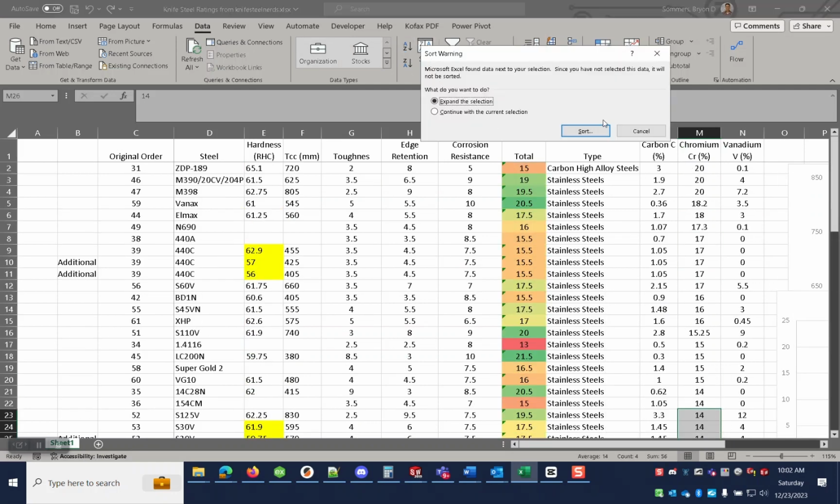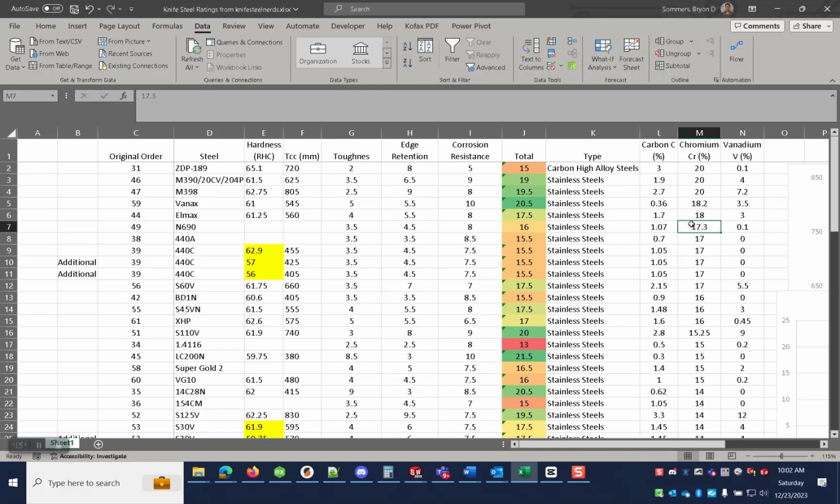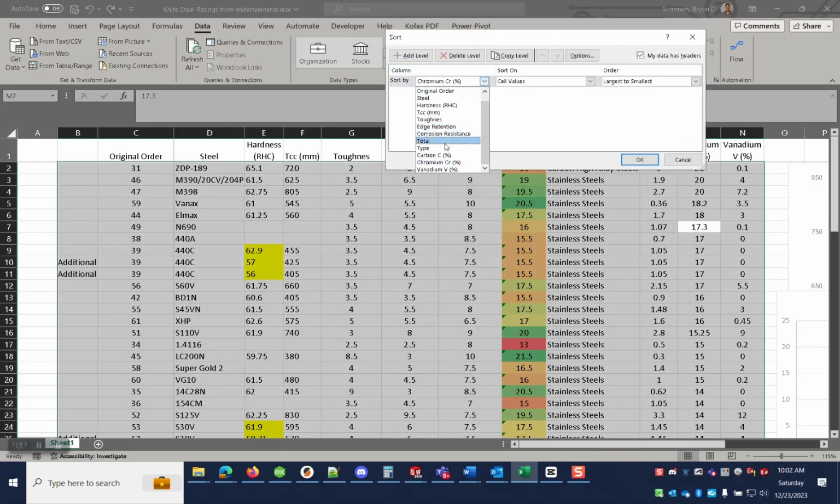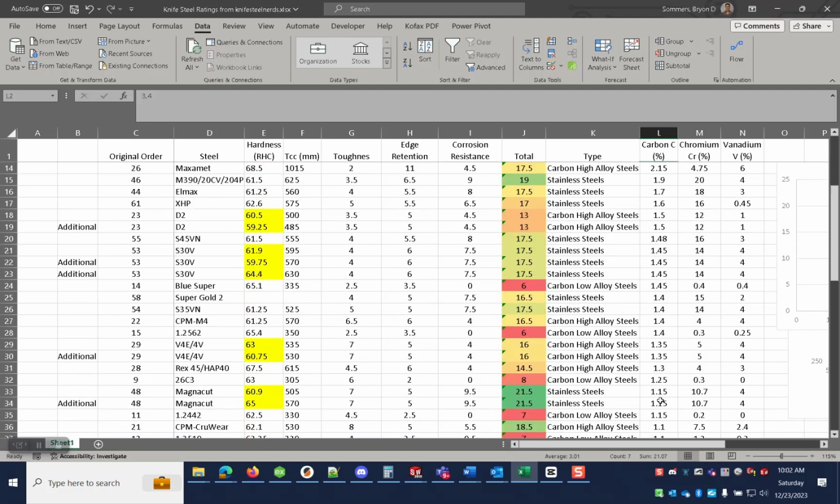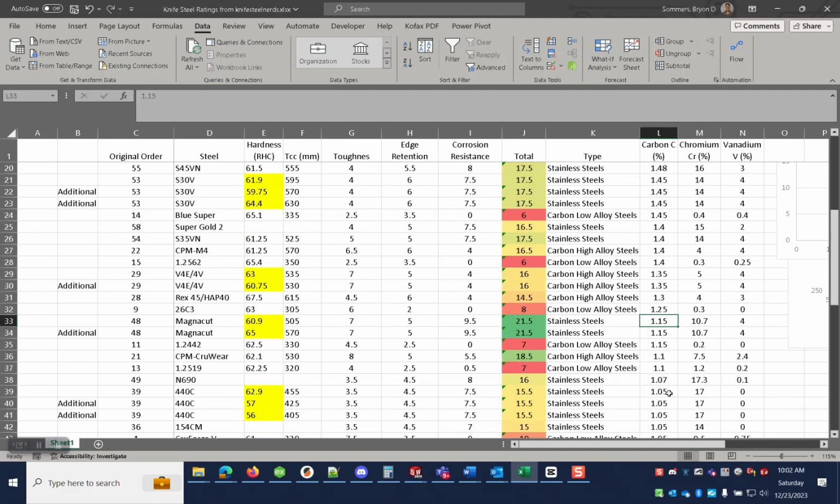Sort by carbon. Of course, all the high alloys will be at the top, although S125V is there too. N110, and N398. Oh, carbon's low. Okay, I didn't realize that. So only 3%. Interesting. A390, S60V, Maxamet. Now, Magnacut is way down in the middle.